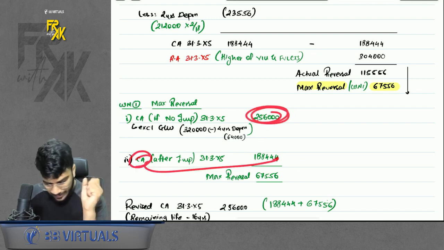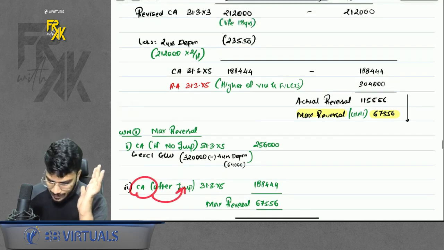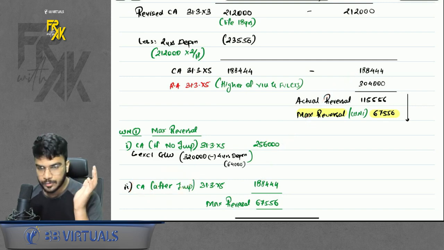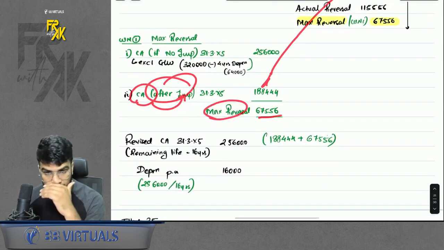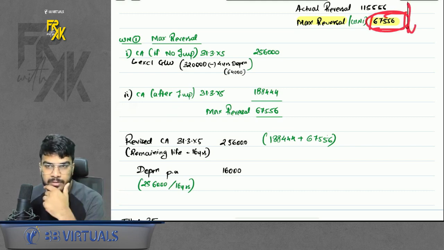Then the second amount you want is the carrying amount after impairment. That is the real carrying amount, which you need not compute. You already have this, 1,88,444. You will get the maximum reversal. So you can reverse only this much maximum; take whichever is lower out of these two.